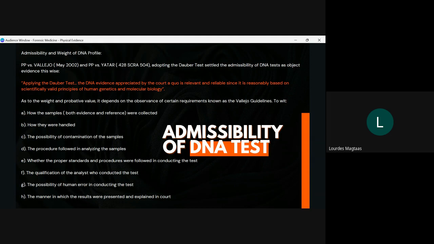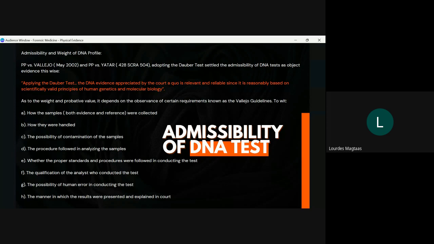To note, it is how the samples, both evidence and reference, were collected, how they were handled, the possibility of contamination of the samples, the procedures followed in analyzing the samples, whether the proper standards and procedures were followed in conducting the test, the qualification of the analyst who conducted the test, the possibility of human error in conducting the test, and lastly, the manner in which the results were presented and explained in court.